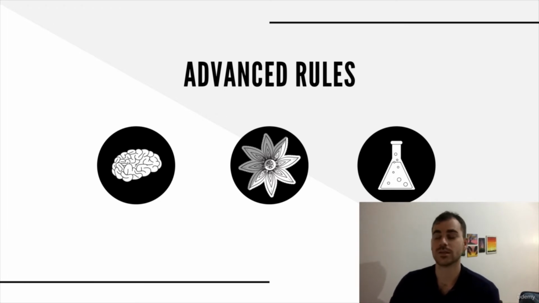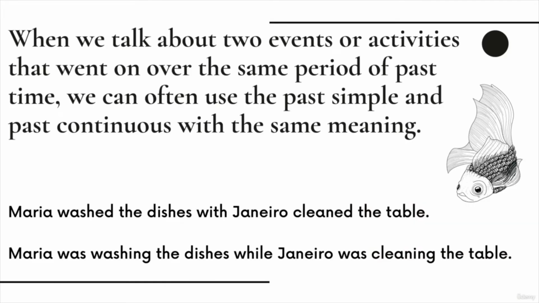Now we're going to go into more advanced rules. So if you're interested in that, please stick around. The first advanced rule. When we talk about two events or activities that went on over the same period of past time, we can often use the past simple and past continuous with the same meaning.